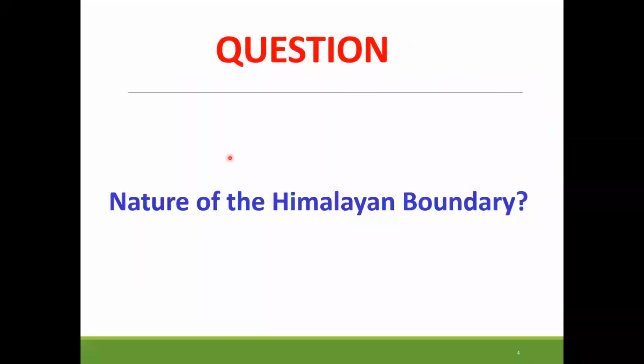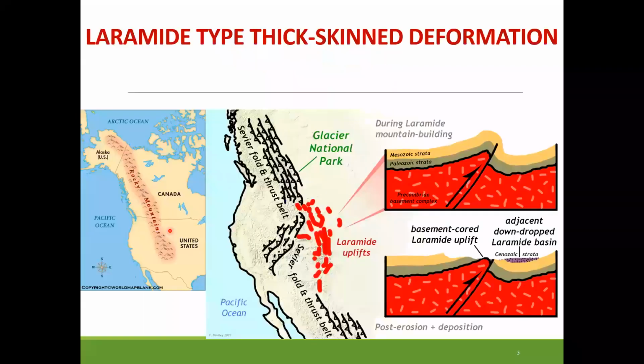So the first question we'll talk about is, we had this controversy about what was the nature of the Himalayan boundary. Okay, so very early on in the 1980s, the Himalayan boundary was thought to be similar to what you see in the Rocky Mountains in the US, in the US and Canada here exactly. And this part you can actually see in the US.